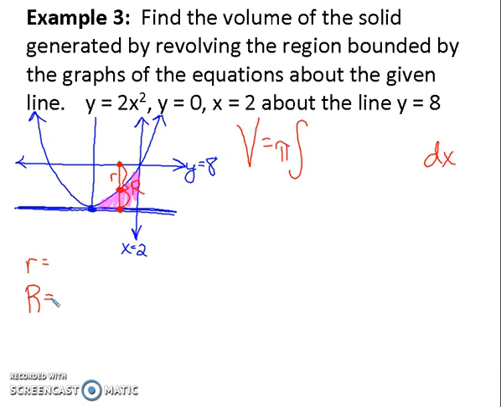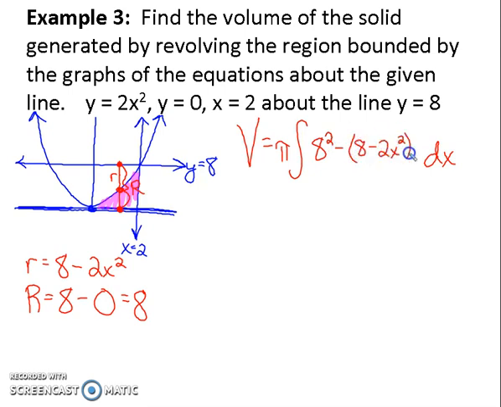Little r, if we do top minus bottom, and big R, top minus bottom. Okay, so my little r is going to be 8 minus 2x squared, my big R is going to be 8. So that makes my volume formula big R squared minus little r squared. And then my boundaries, they're going to be in terms of x. My leftmost coordinate is 0, and my rightmost ends at x equals 2. So that's all set up like that.